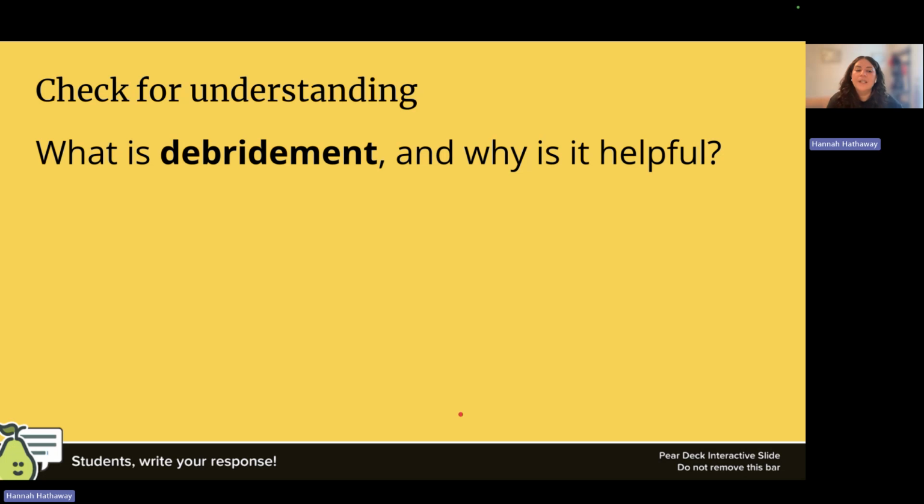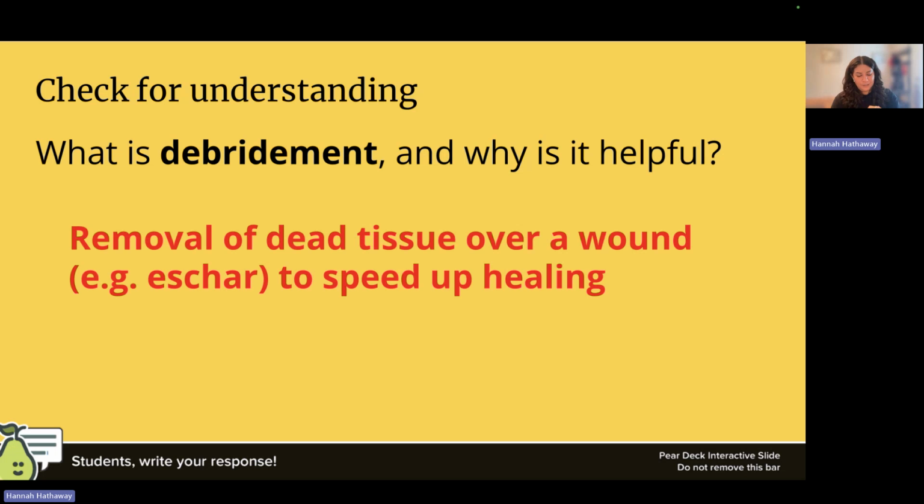Okay, check for understanding. What is debridement and why is it helpful? Yeah, so debridement is the term for removing that necrotic dead tissue, which is called eschar, which is coating a wound. And you do that because it can help speed up healing of the wound.